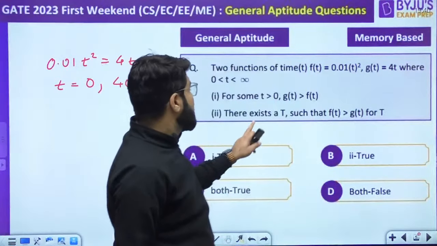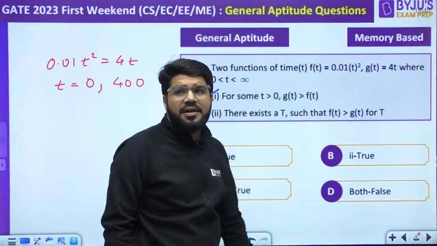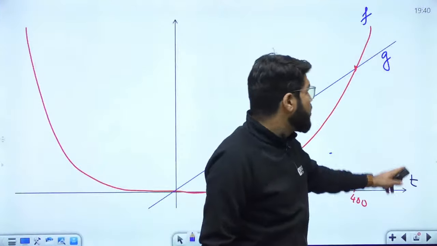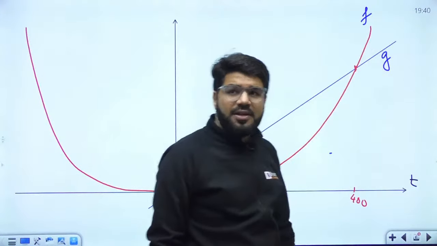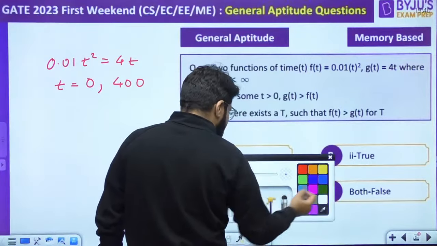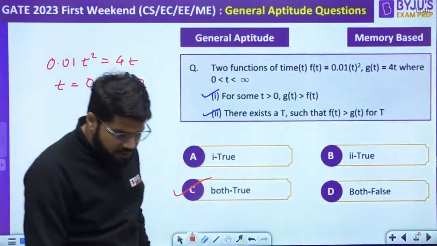We have to check that also. There exists a t such that ft also greater than gt for that t. So yes, guys, for all of the values which are greater than 400, ft is greater than gt. So that is also true for some values of time. So both statements are true, and your correct answer will be option number C.